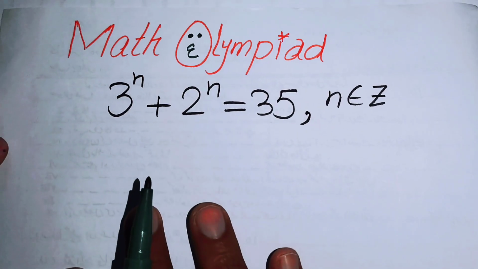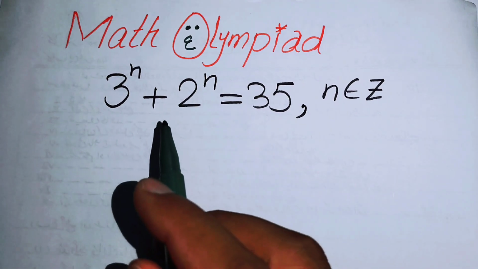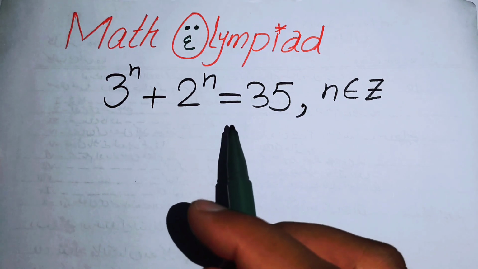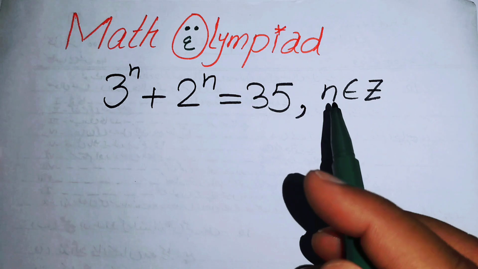In this video we are going to solve this nice algebra problem. Here we have 3 to the power of n plus 2 to the power of n is equal to 35, and we will solve this problem for the integer values of n.